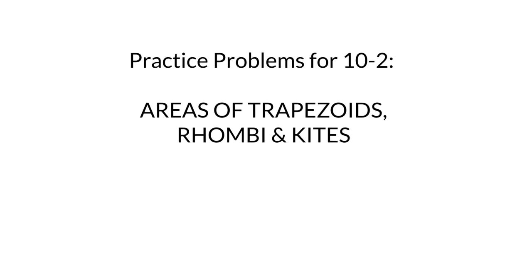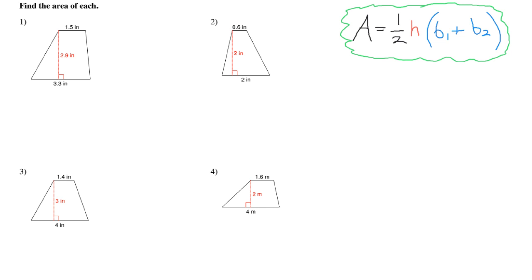All right, guys, today we're going to be doing some practice problems from Chapter 10, Section 2 of the textbook, which is all about areas of trapezoids, rhombi, and kites. Okay, guys, so we're going to start off by finding the areas of some trapezoids. Now, the formula for this is circled in green at the top right. This is area equals half the height times base 1 plus base 2.